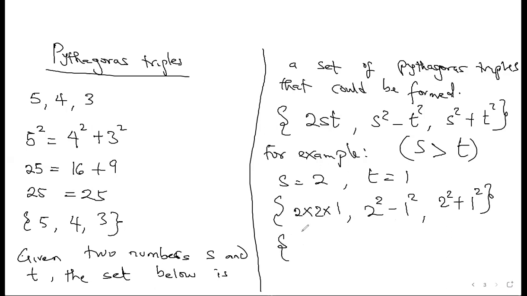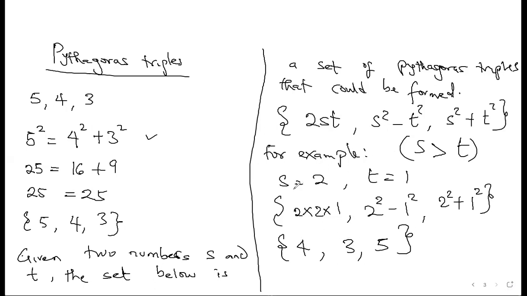So if I solve this, I will have 2 times 2, 4, 4 times 1, that's 4. 2 squared will give me 4, minus 1 squared is 1, that will give you 3. And this will give you 4 plus 1, that's 5. So that's exactly the example I used here. So 5 squared will be equal to 4 squared plus 3 squared. So let's take another example.